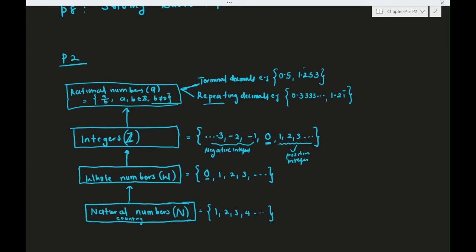So all of these are examples of rational numbers, because what this means is simply 1.2111, and we can actually show that these numbers can be written in the form of A over B. But we're not going to do that in this short video. Now, let's go to another class.